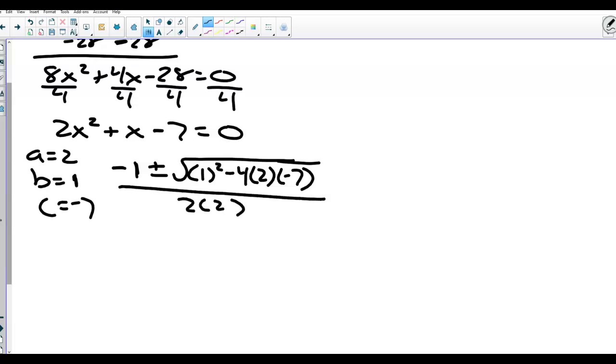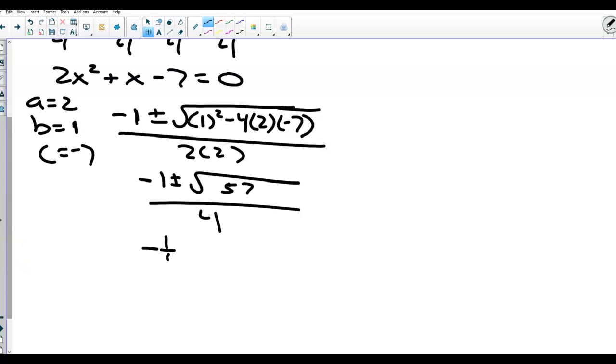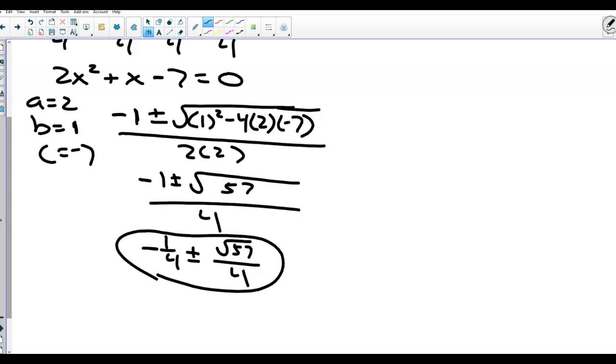All over 2 times 2. Negative 1 plus or minus the square root of 1 plus 56. The double negative here becomes positive. 4 times 2 times 7 is 56. 1 and 56 is 57. And if you can't break down the radical, which you can, it actually makes for a simpler problem. That's literally the answer.